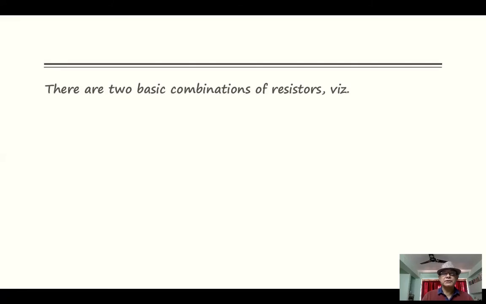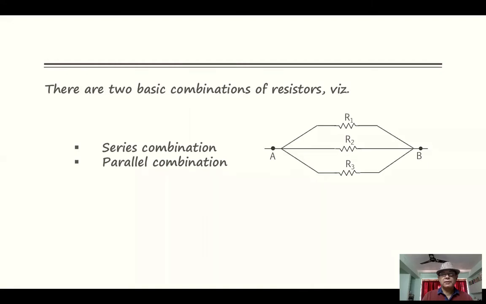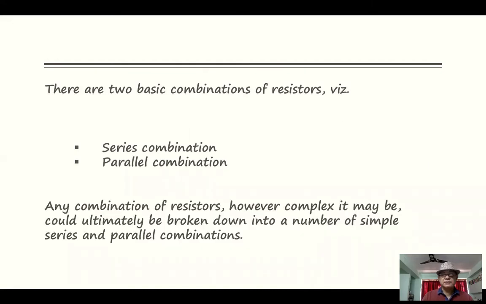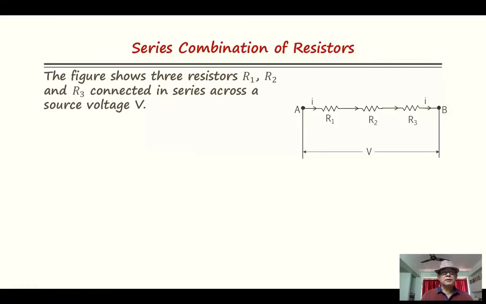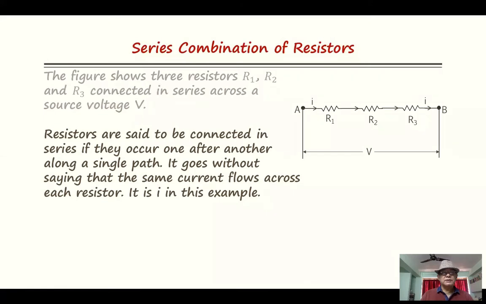There are 2 basic combinations of resistors, namely the series combination and the parallel combination. Any combination of resistors, however complex it may be, could ultimately be broken down into a number of simple series and parallel combinations. Let us begin with the series combination of resistors. The figure shows 3 resistors R1, R2, and R3 connected in series across a source voltage V. Resistors are said to be connected in series if they occur one after another along a single path. It goes without saying that the same current flows across each resistor. It is I in this example.